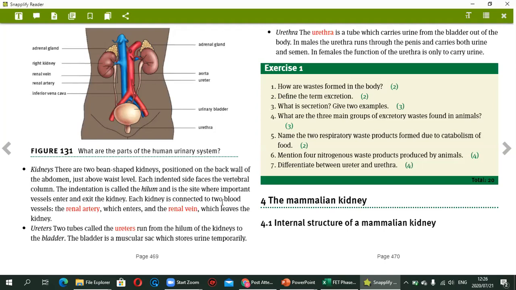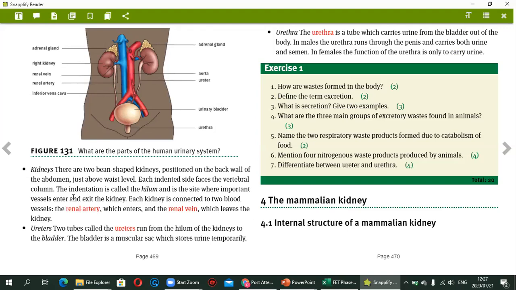Each kidney is connected to two blood vessels. Kidney connected to blood vessels, which is the renal artery. That one we just labeled here. Let's go there. It's not clearly visible. It's that one in red. The renal artery, which enters, and the renal vein, which leaves the kidney.